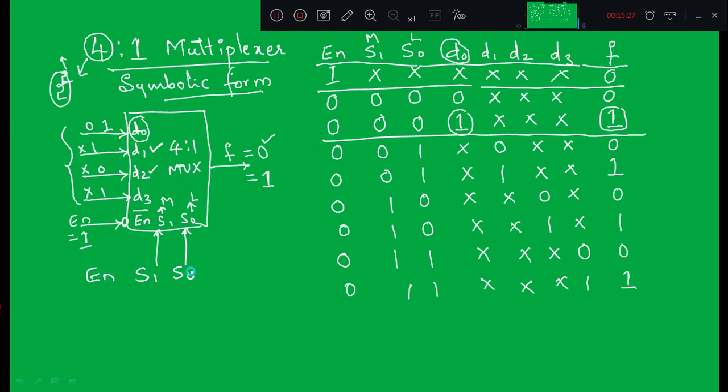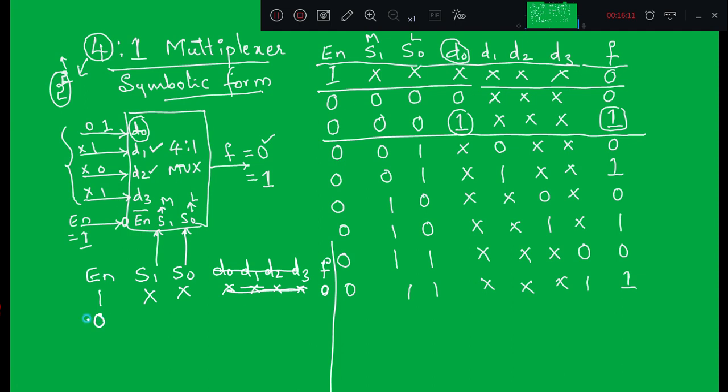So how? Just see. Okay, so I'll write the same column elements, D0 D1 D2 D3, and the last one is F, right? So first row I'll keep as it is. Enable is equal to 1, whatever may be the select lines, because the entire multiplexer is disabled. Whatever may be the values of data lines, F will remain 0. I am writing the concised truth table of 4 is to 1 mux, right? So I'll remove these data lines. Why I'll remove? You will come to know later, right? So I'll keep only enable, select lines, and the output, right?